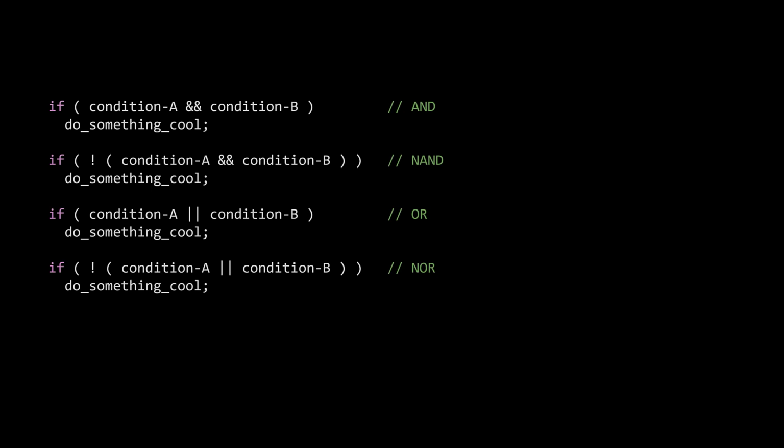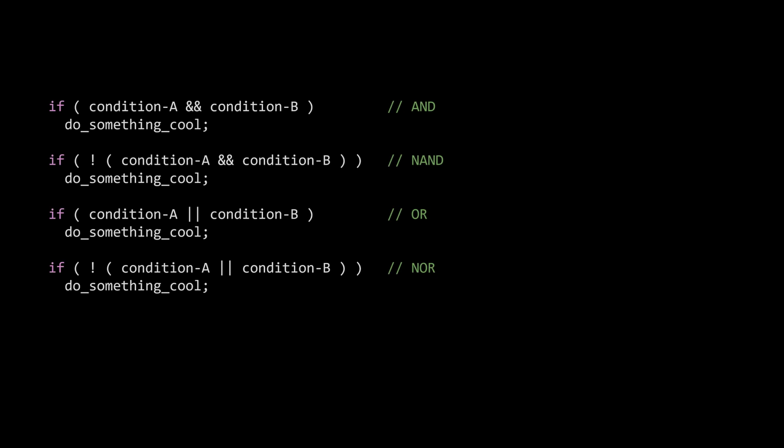This is an example of C code. In an if statement, what's in the parentheses will evaluate and eventually produce a Boolean answer of either true or false. And it's that true or false condition that determines the execution of the next line, the do something cool. If condition is true, you do something cool. Otherwise, you just continue on.